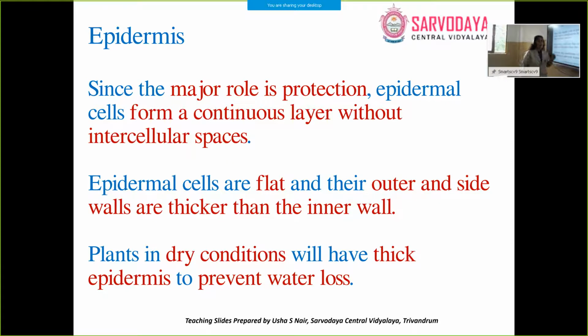Again, I've just mentioned that plants in dry conditions will have a thick epidermis to prevent water loss. This is very important: plants in dry conditions have a thick epidermis to prevent the water loss. I hope all of you are with me.